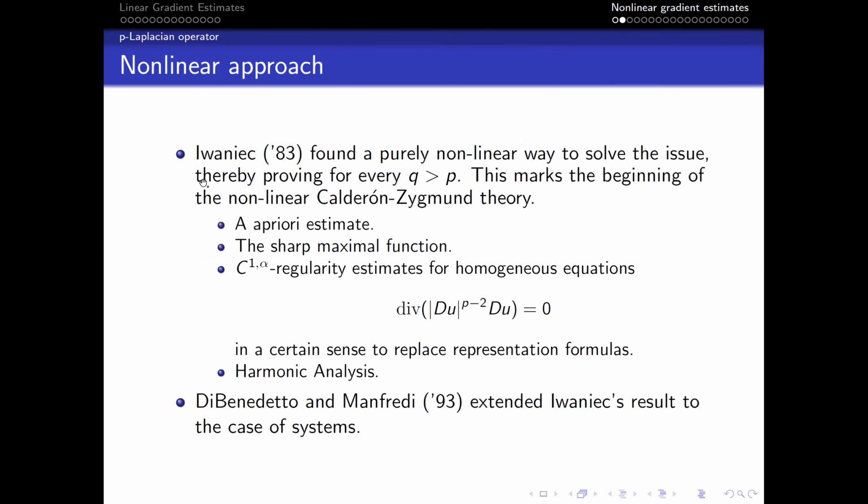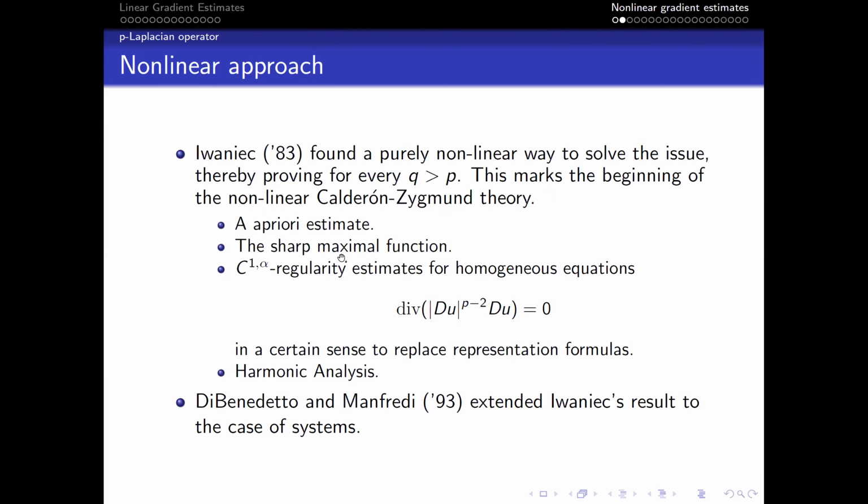And then the start of this nonlinear approach comes from Iwaniec in '83, who found a purely nonlinear way to solve this issue, thereby proving it for every q bigger than 2p. Actually, this marks the beginning of the nonlinear Calderón-Zygmund theory. And then the idea is, starting from an a priori estimate and by using the sharp maximal function.